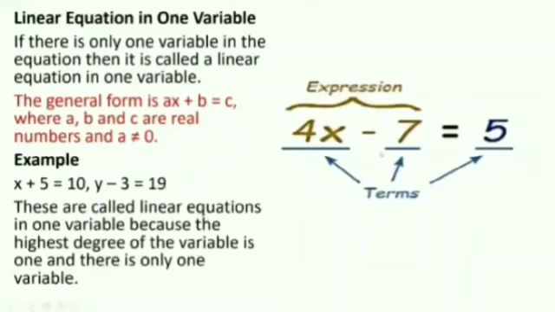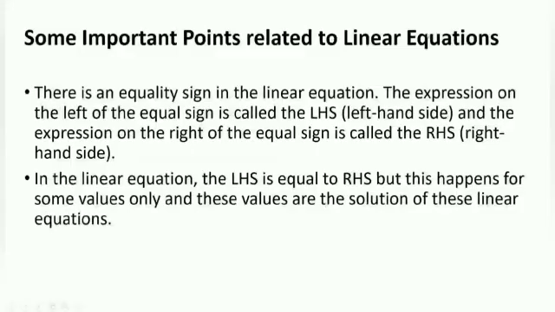Here also in this picture you can see that the left hand side is 4x - 7, which is one expression. On the right hand side there is a constant term. Both are separated by the sign of equality. So this is the linear equation with one variable.